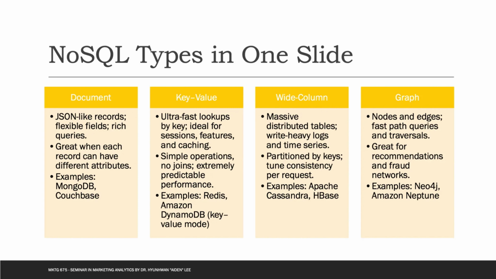Quick check. If your team needs a real-time feed with millions of reads per minute, which type would you test first? Likely a key and value store with a cache. If you need multi-hop recommendations such as friends of friends, you would test a graph store.